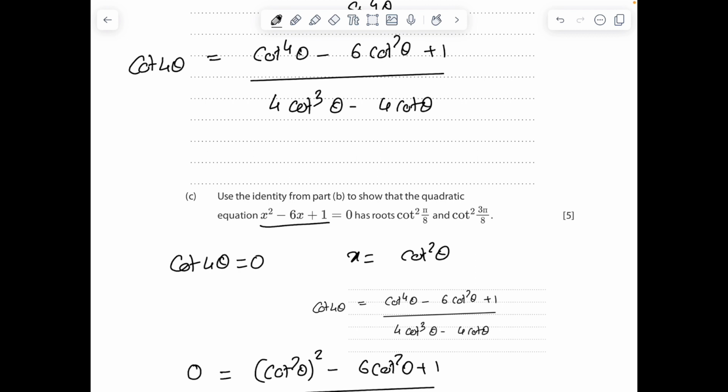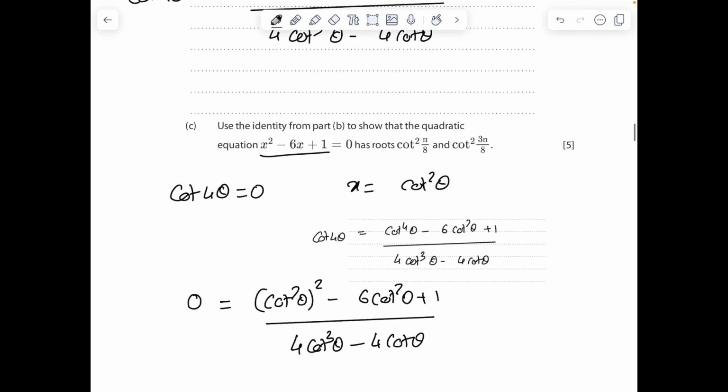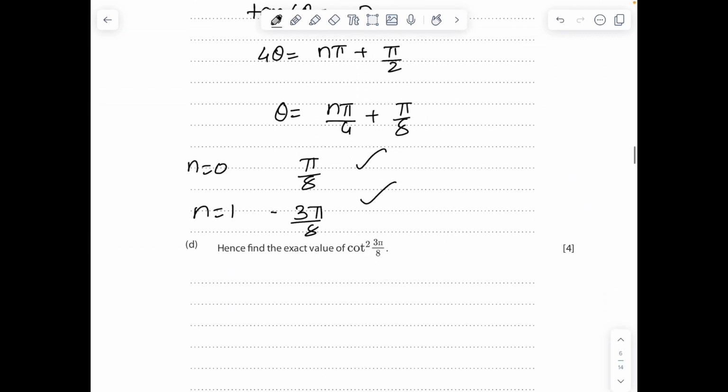But he's asking for cot square pi by 8 and cot square 3 pi by 8. So x equals to cot square theta. So x equals to cot square pi by 8 and x equals to cot square 3 pi by 8. That's going to be the answer. Hence, find the exact value of cot square 3 pi by 8. How should I be finding it out?